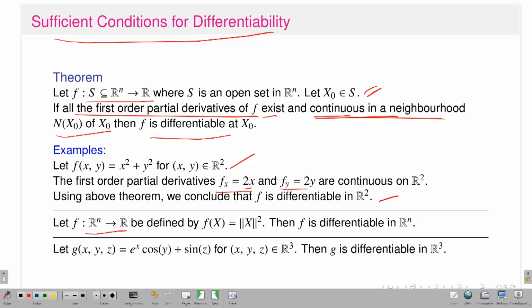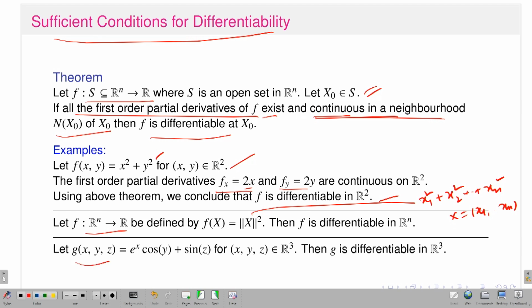Another example I have considered: f from Rn to R, norm of x squared. What is norm of x squared? It is x1 squared plus x2 squared up to xn squared, if my x is x1, x2, up to xn. Again this is an extension of x squared plus y squared, now in n variables. Again you check that all the partial derivatives exist, and del f del xi at the point x1, x2, up to xn is nothing but 2xi. And therefore they are continuous, so my function is differentiable.